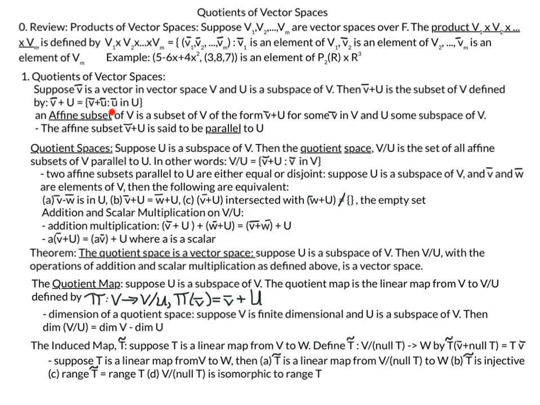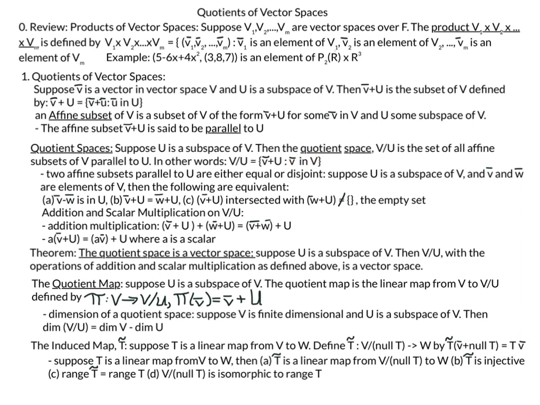Now we're going to group all the affine subsets for a particular subspace, and we're going to call it a quotient space. So suppose U is a subspace of V, then the quotient space, which we'll denote V over U, is the set of all affine subsets of V parallel to U. In other words, the quotient space V over U is equal to v plus U for all the vectors v in the vector space V.